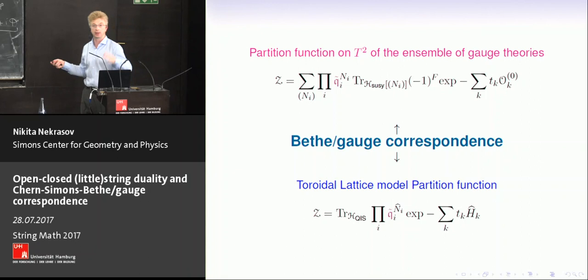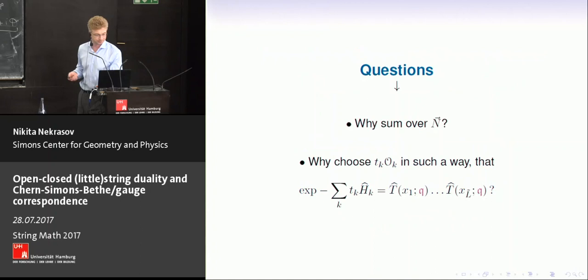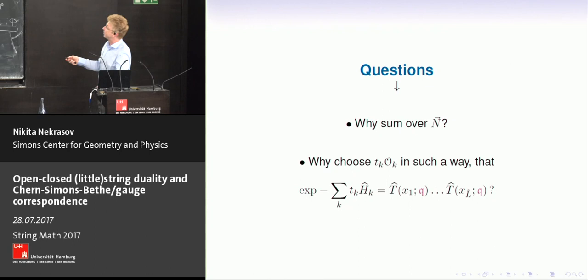This is not unheard of. This procedure is familiar in matrix models. In matrix models, very often it's convenient not to fix the size of the matrix, but to sum over the size of the matrices. But even then, usually it's a formal procedure, a formal trick. So why do we sum over ranks? Why do we choose these couplings t and observables O in such a way that the corresponding exponentiated operator in the quantum integrable system becomes a product of transfer matrices?